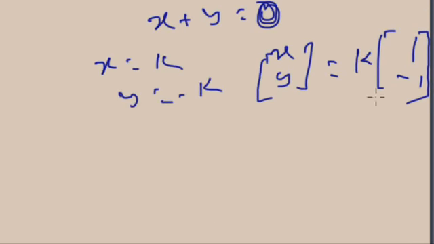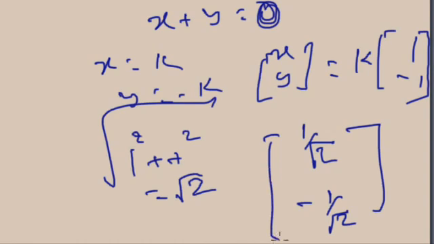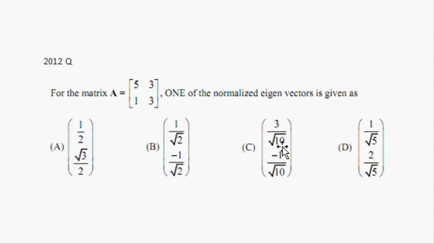So the square root of (minus 1) squared plus 1 squared, 1 plus 1, is equal to 2. So divide it by root 2. So 1 by root 2 and minus 1 by root 2 is the normalized form of the eigenvector. So B is the correct answer.